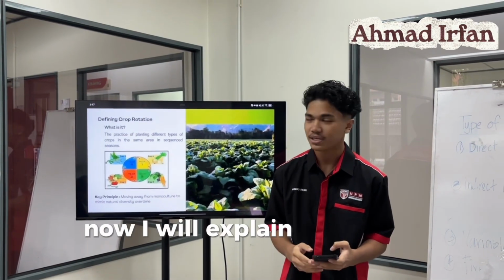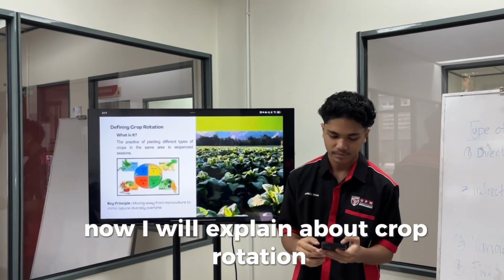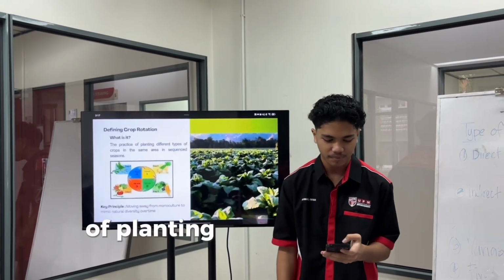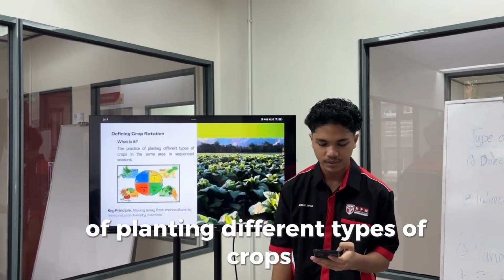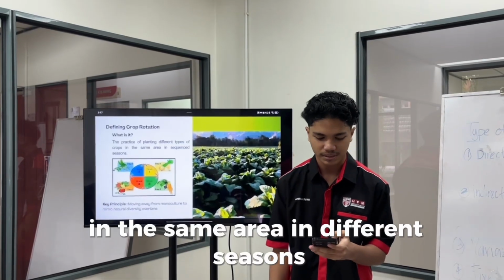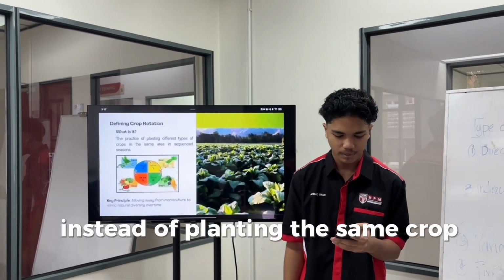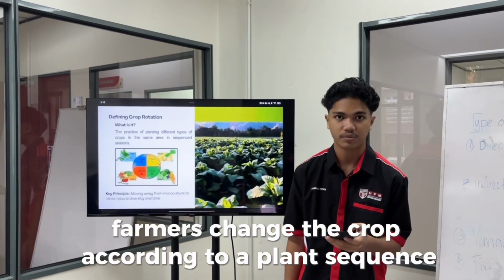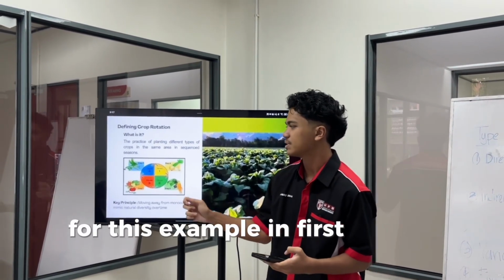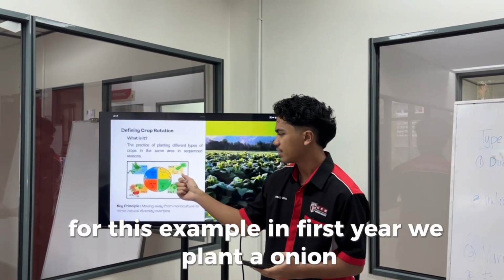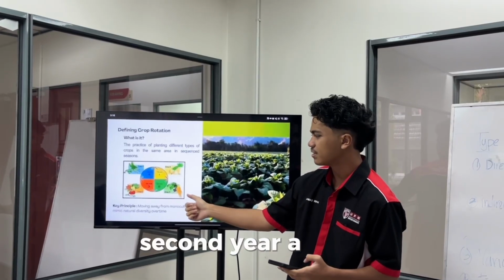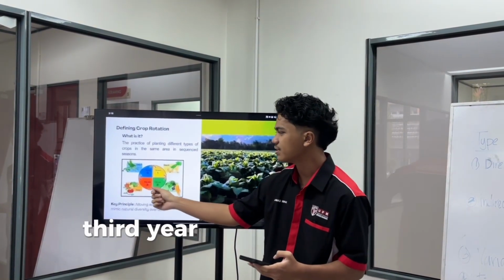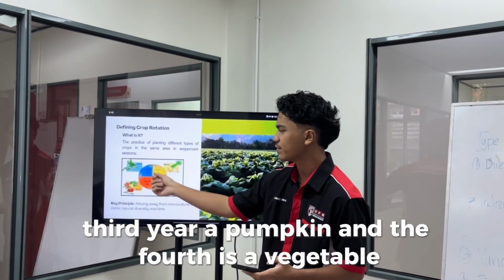Now I will explain crop rotation. Crop rotation is the practice of planting different types of crops in the same area in different seasons. Instead of planting the same crop every year, farmers change the crop according to a planting sequence. For example, in the first year we plant onion, second year carrot, third year pumpkin, and the fourth is a vegetable.